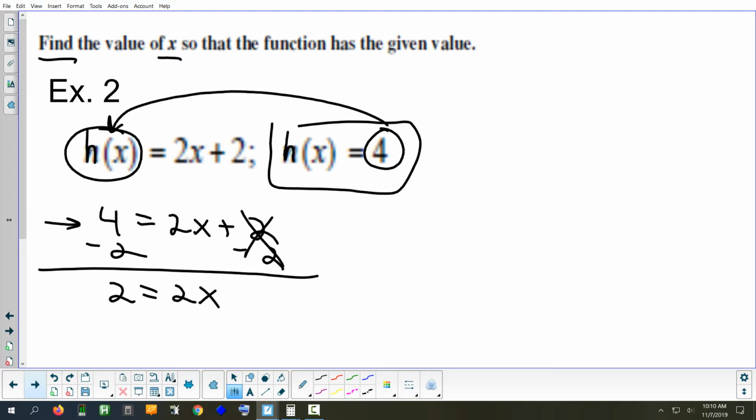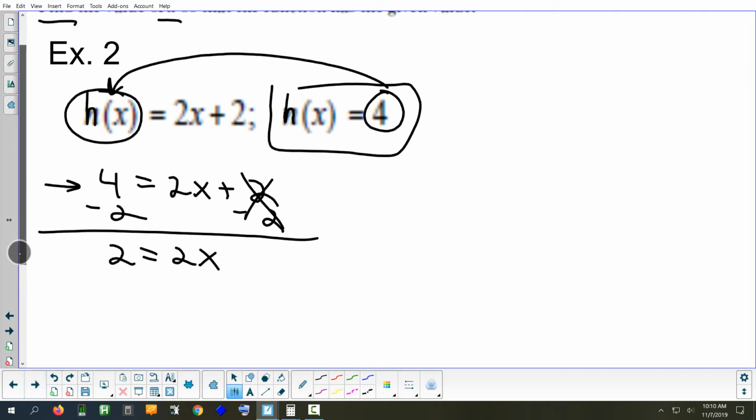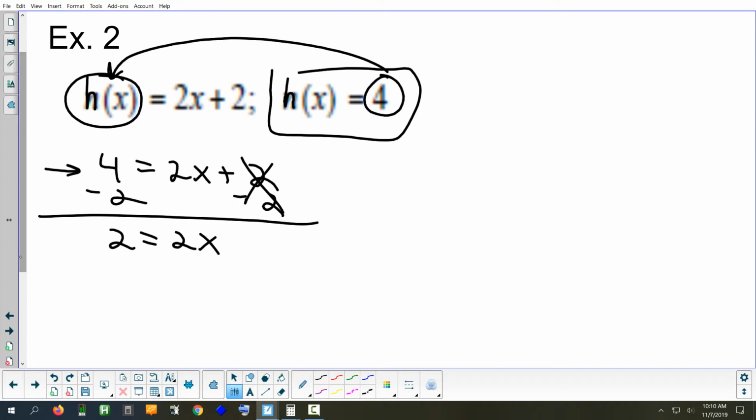So that gives me that. So yes, we did have some addition or subtraction, in this case, just subtraction. We're done with that. Any multiplication or division? Yes. What do I have to do? Divide by 2. What's 2 divided by 2? 1. And that's the answer.